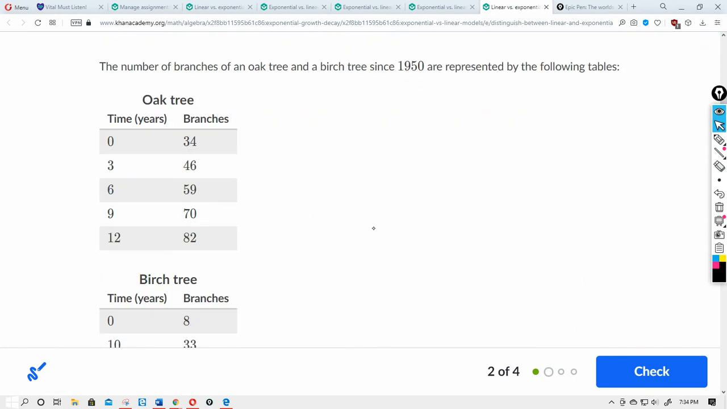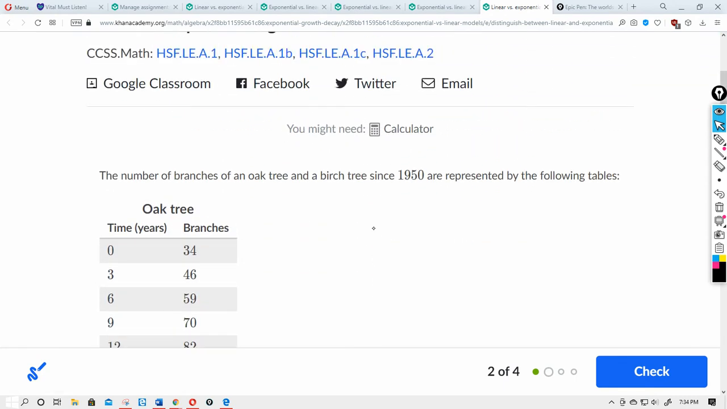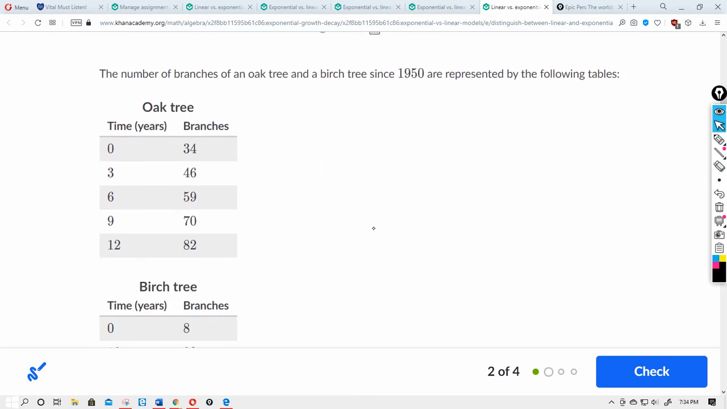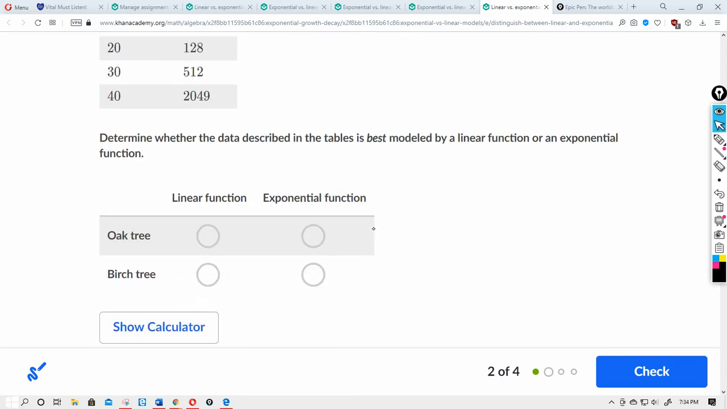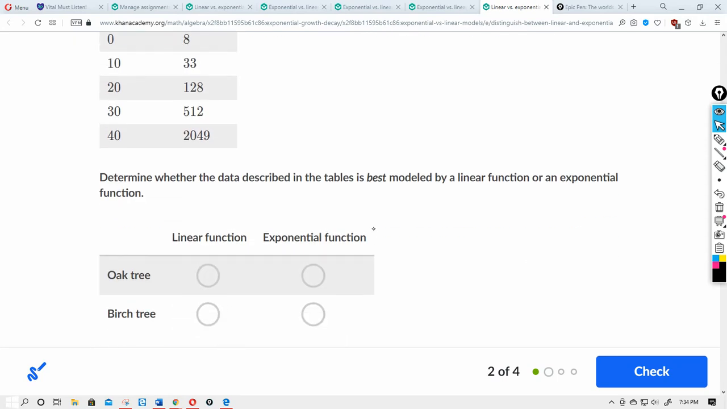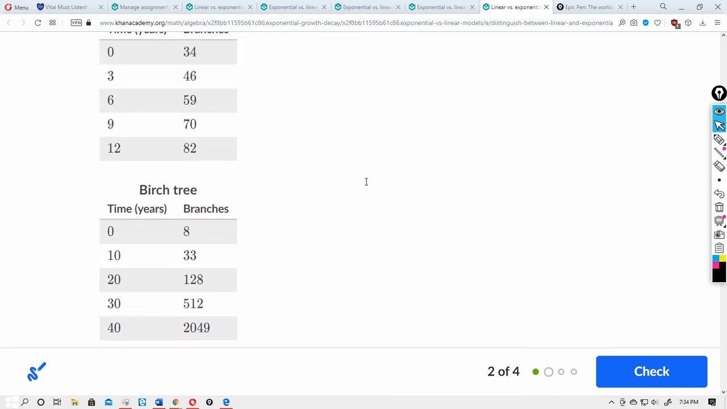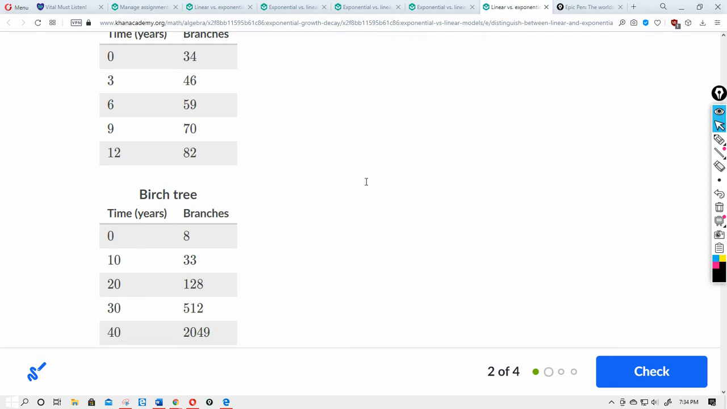All right, so here we're looking at the data for the oak tree and the birch tree. All right, and this is the number of branches. Okay, and this is pretty easy because each of them will have to be linear or exponential. Okay, remember that linear goes up by the same amount each time, and exponential goes up by the same multiple each time. So let's look at this one here.